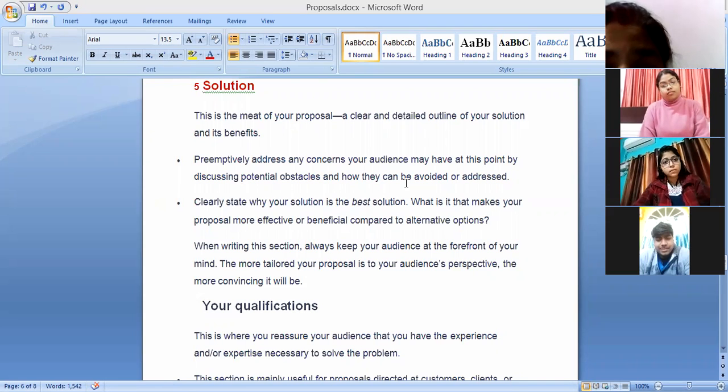What are the threats? So you're taking a look at the weakness and the threat about it. So when writing this section, keep this in mind. Anybody have to say anything? Think about it.